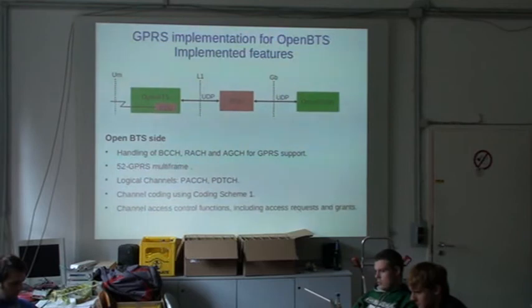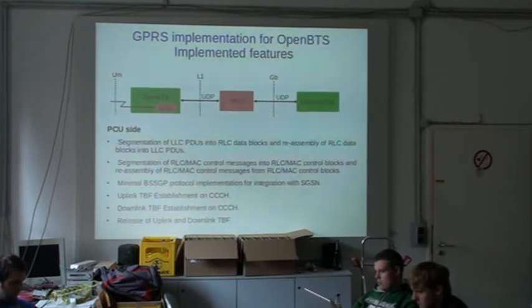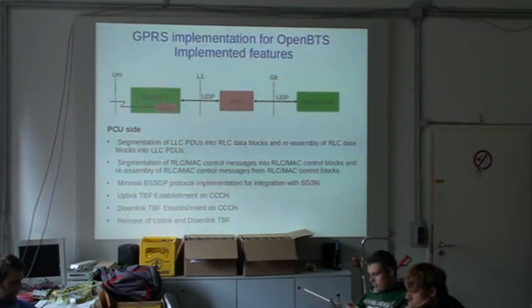That is the OpenBTS side. For the PCU side, the packet control unit, we implemented segmentation of LLC PDUs into LLC data blocks and reassembly. Segmentation of RLC/MAC control messages into RLC/MAC control blocks and coding and decoding them. A minimal GPRS implementation for communication with the SGSN and use of the Gb interface. Also uplink TBF establishment on CCCH and downlink TBF establishment, and release of uplink and downlink TBF.